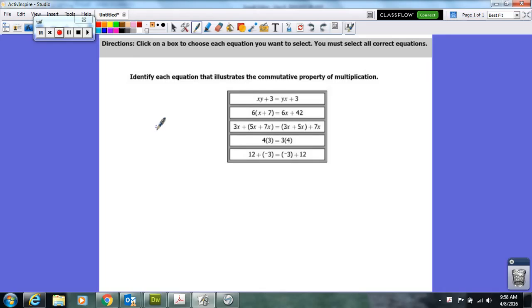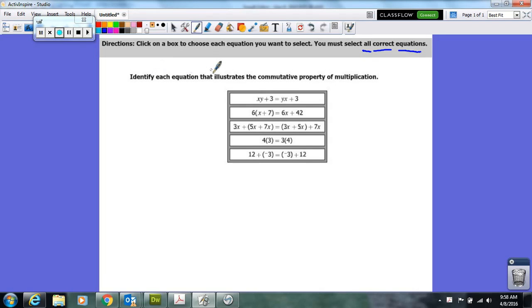We have another technology enhanced question, and we always read these gray directions at the top, very important. It says to click on a box to choose each equation you want to select. You must select all correct equations, telling us there may be more than one correct answer again. So let's read what it's looking for.